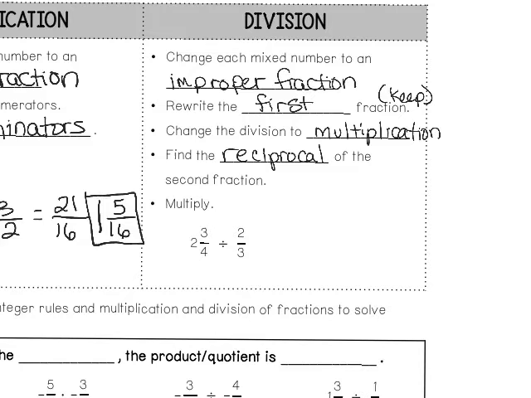So first we need to change this 2 3/4 to an improper fraction. Big times little is 8, plus top is 11/4. Change, flip to the reciprocal, and now we can multiply. 11 times 3 is 33. 4 times 2 is 8. We can get 4 groups of 8 out of 33, which would be 32, which leaves us a remainder of 1/8. And that's how you divide fractions.